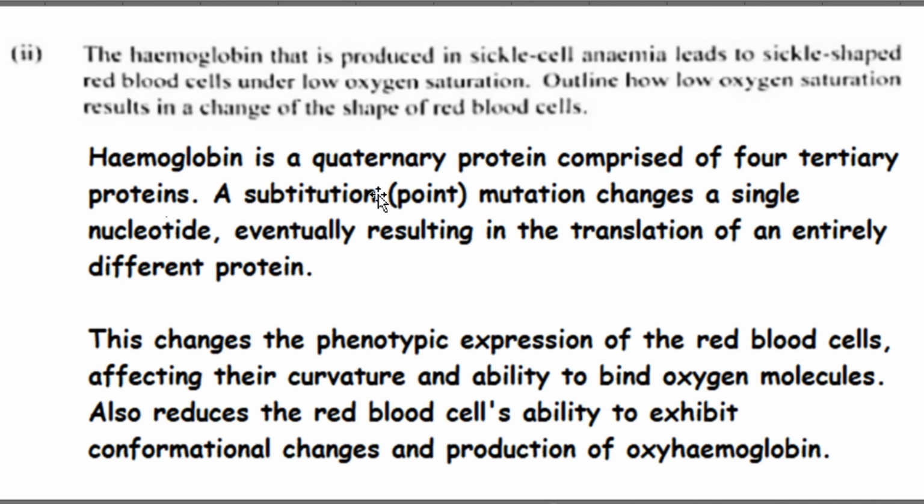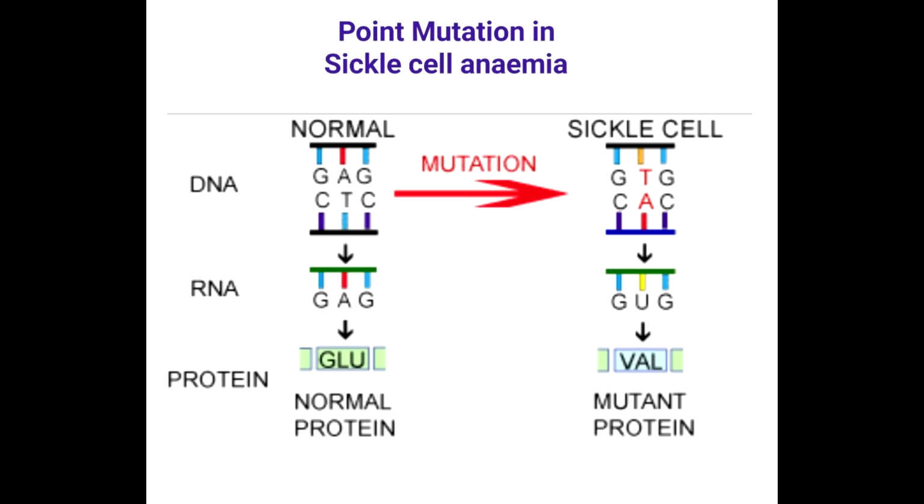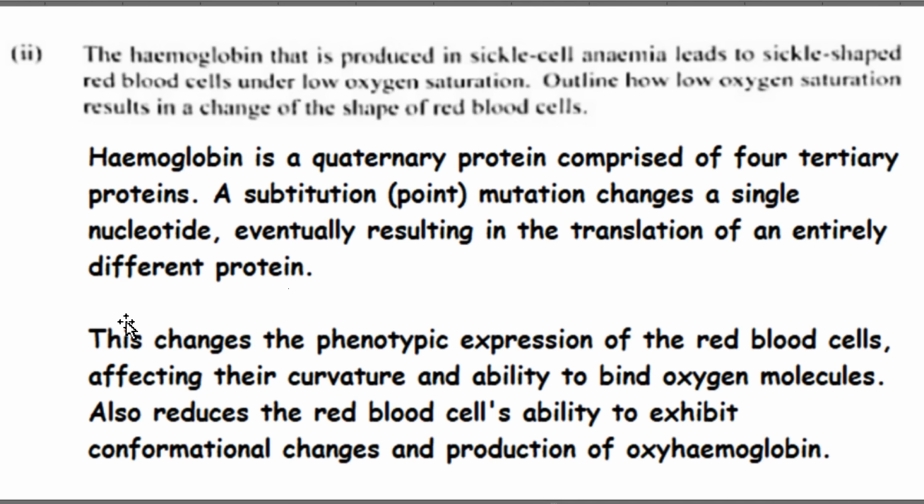So a substitution mutation changes a single nucleotide. This means that one letter has changed, right? One base pair has changed, eventually resulting in the translation of an entirely different polypeptide and protein, because instead of GLU, that amino acid, you end up with VAL. This changes the phenotypic expression of the red blood cells, affecting the curvature and ability to bind oxygen molecules.